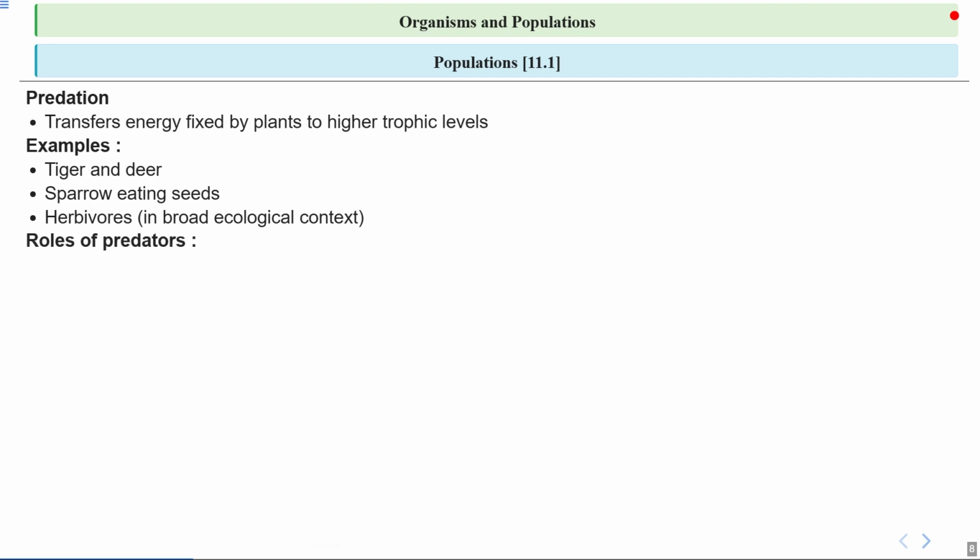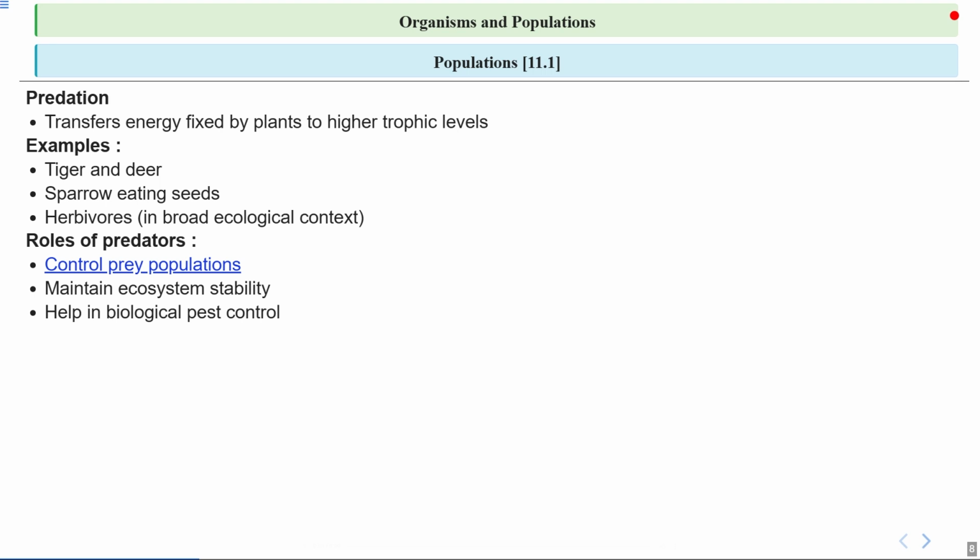Okay, what are the roles of predators? First of all, they control the prey populations. Clear? So they keep the number of prey in check. Predators prevent overpopulation of the prey, which could otherwise lead to resource shortages. Then they maintain ecosystem stability. By regulating which species are most common, they prevent any one species from taking over and disrupting the balance. So this makes the ecosystem more resilient.